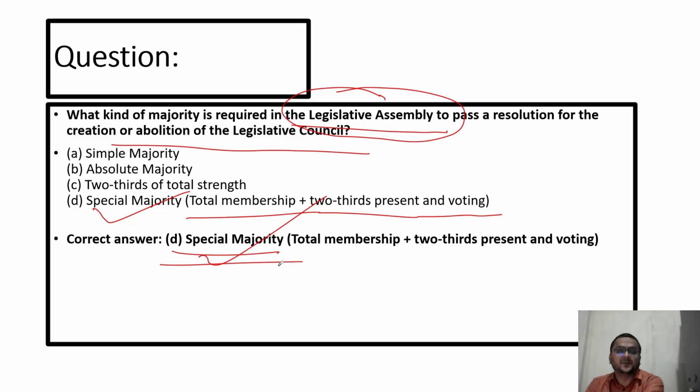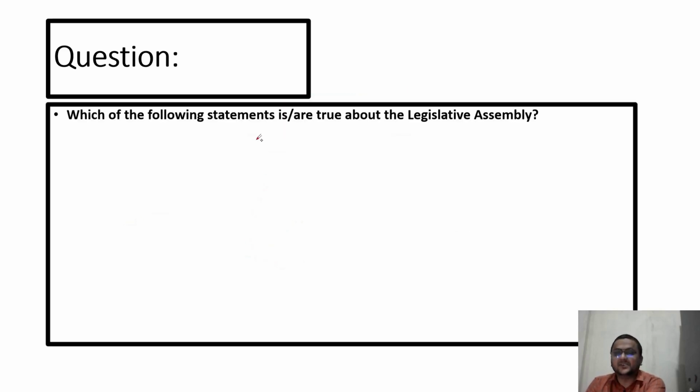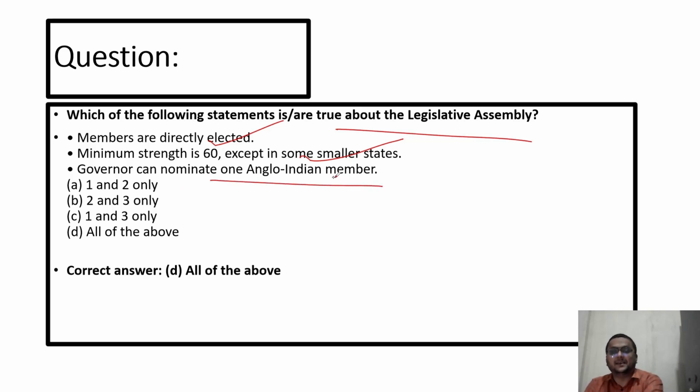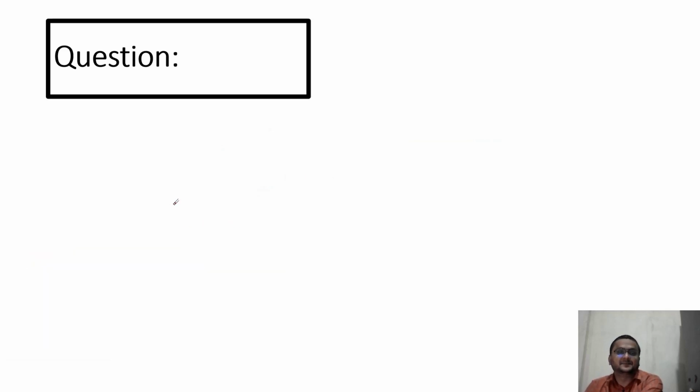But here the question is about the Legislative Assembly, so a special majority is required. Next question, which of the following statements are true about the Legislative Assembly? The correct answer here is option D: members are directly elected, right; minimum strength 60 except in some smaller states, yes; the governor can nominate one Anglo-Indian member, that is also correct. So all of these, option D is the correct answer.